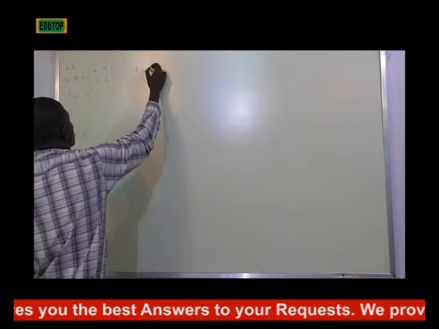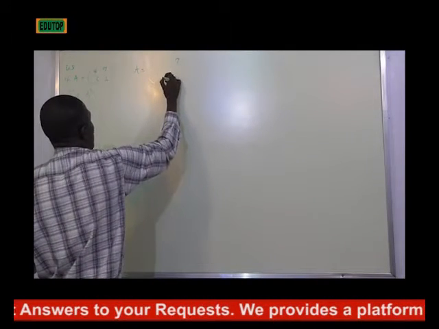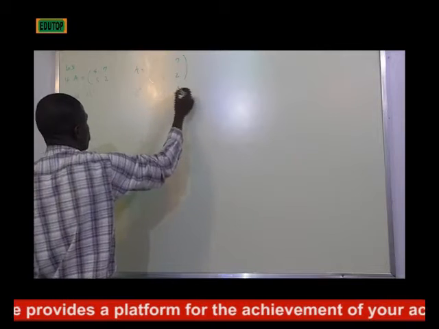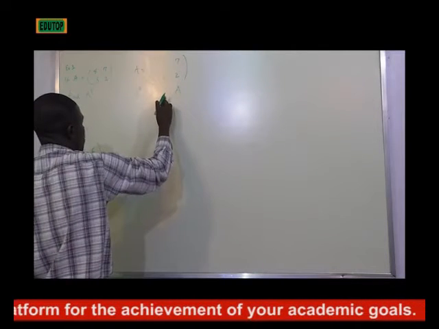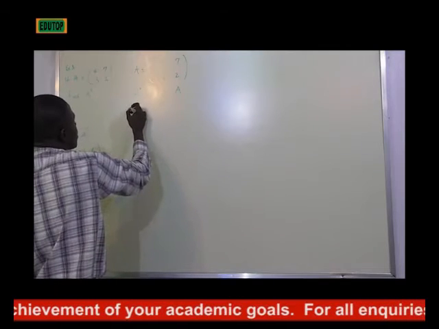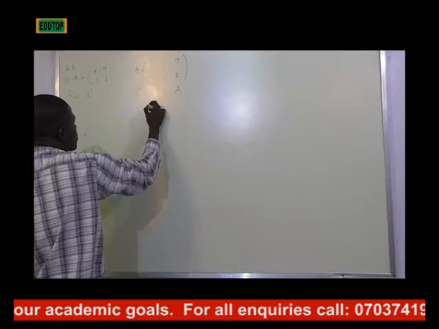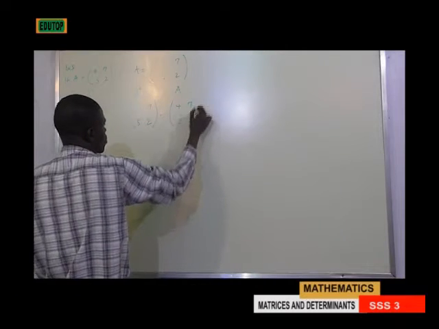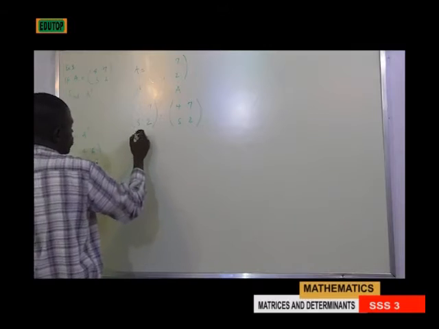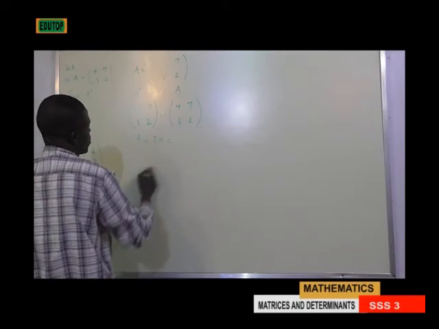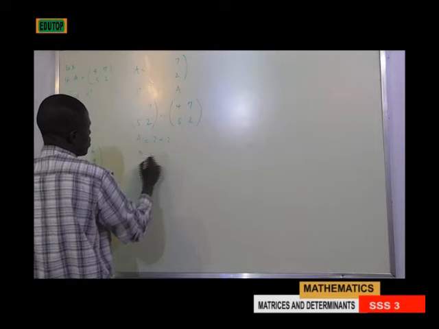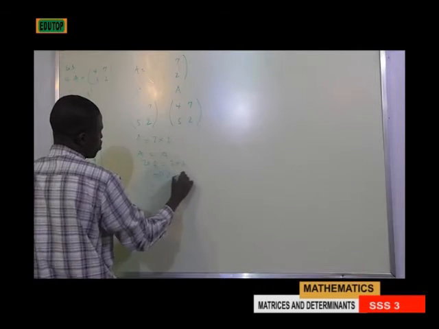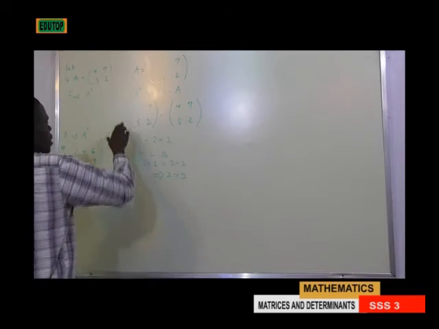Since our A has been given as 4, 7, 5, 2, we have to find A square. A square is the same thing as A dot A, that is, matrix A multiplied by itself. So you have 4, 7, 5, 2 multiplying 4, 7, 5, 2. We must verify whether this multiplication is feasible. A is a 2 by 2 matrix, and 2 by 2 times 2 by 2 is feasible. So at the end, we are supposed to have a 2 by 2 matrix.